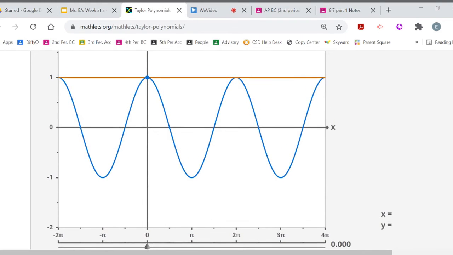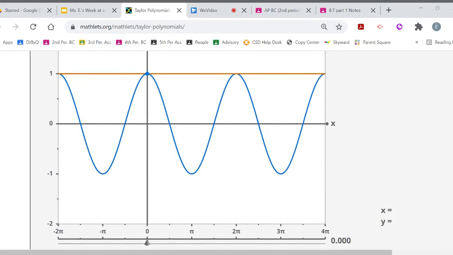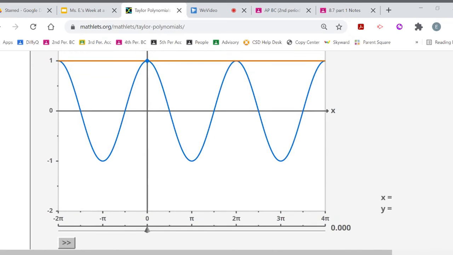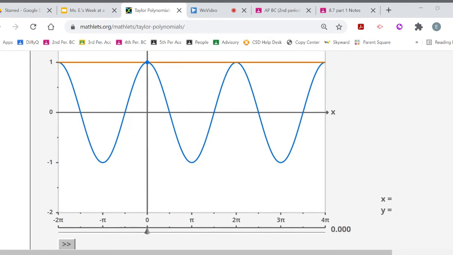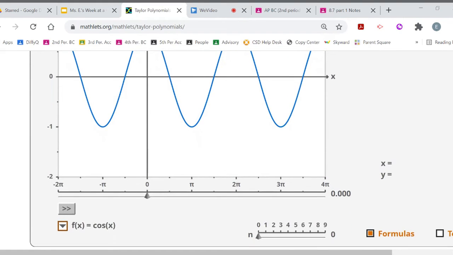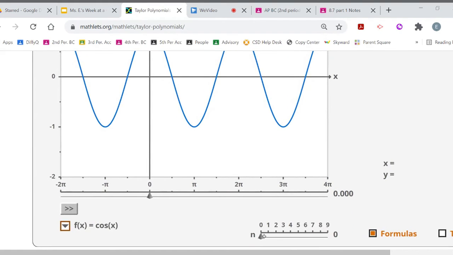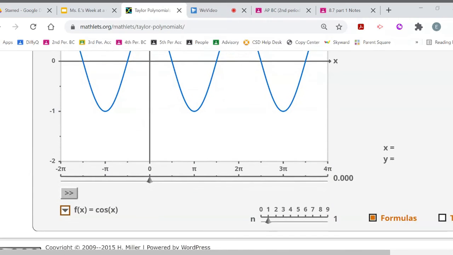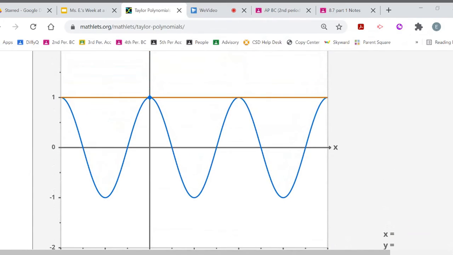So the current horizontal red line is the 0-degree Taylor polynomial, which is a super great approximation for cosine at any multiple of 2 pi. Otherwise, it's horrid, right? But if I was to bump this up by 1, I hope it makes sense, after the work that you've done. When I bump my n value up to 1, nothing happened. It's still that horizontal line.